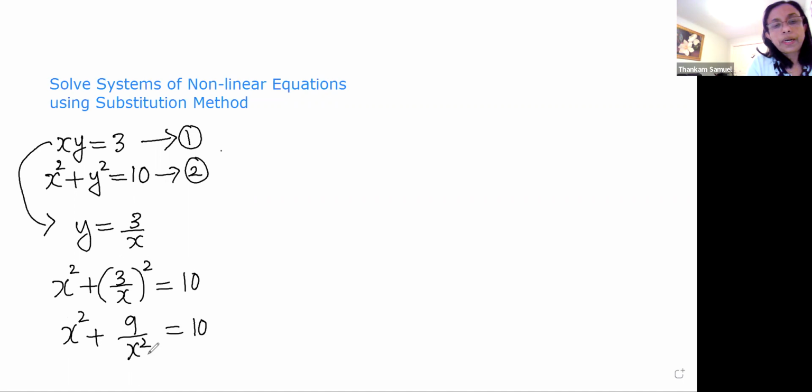So to solve this rational equation, we have to multiply both sides of the equation by the lowest common denominator. So the lowest common denominator for this equation is x squared. So let's multiply both sides of the equation by the LCD. So we'll get x to the 4 plus 9 equals 10x squared.